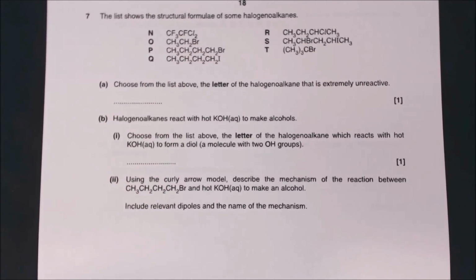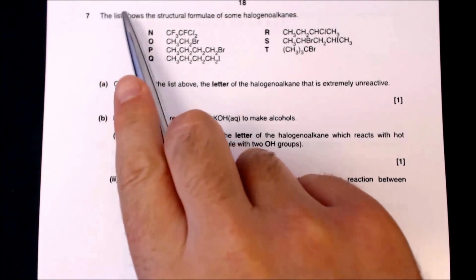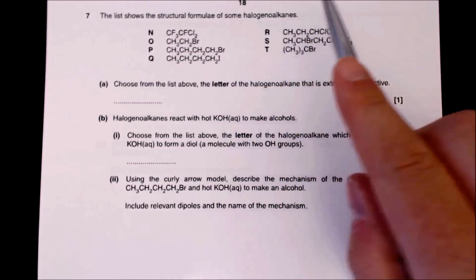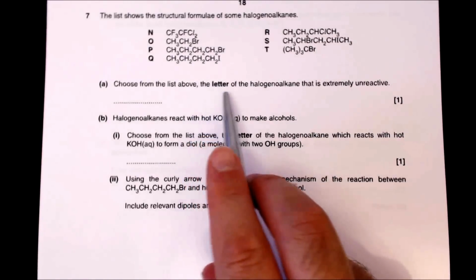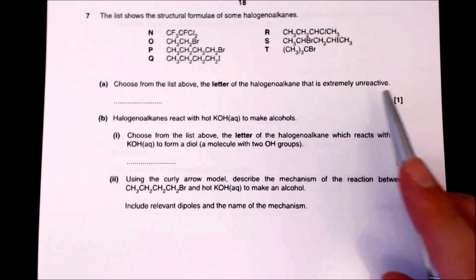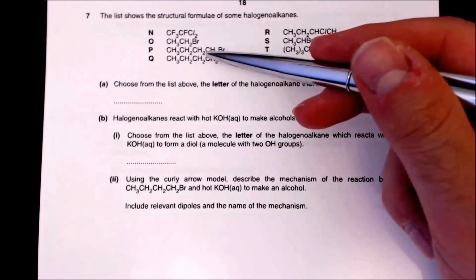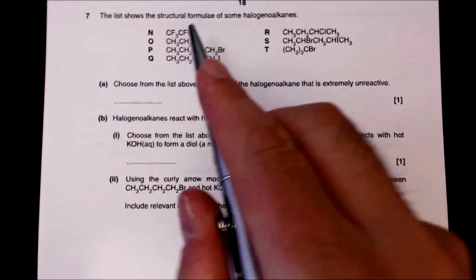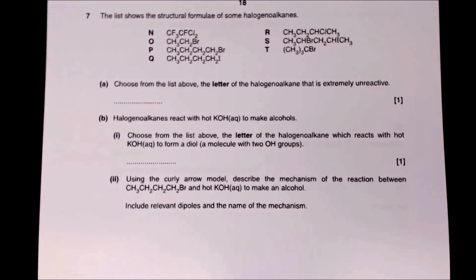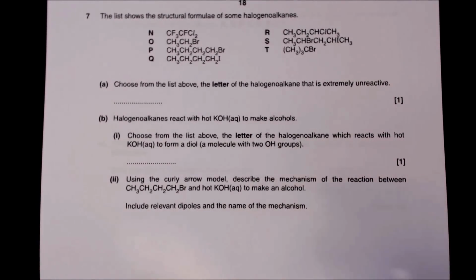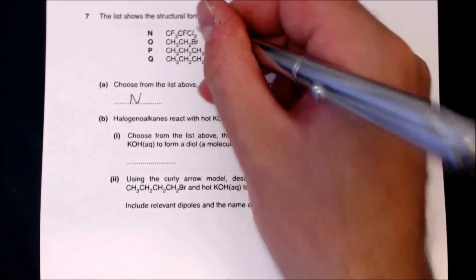Okay, so this is question 7, and question 7 starts by saying the list shows the structural formula of some halogenoalkanes, and you can see they've given you a range of different types there. So it says choose from the list above the letter of halogenoalkane that is extremely unreactive. All right, so if we look at the range here, the actual one that is extremely unreactive will actually be N, and the reason why is this is actually a CFC. And CFCs are notoriously unreactive, and that's how they can go through the atmosphere without reacting with anything until they get to the top of the atmosphere where there's lots of UV and they break up and they can deplete the ozone. So yeah, N is definitely the most stable, which is the CFC.